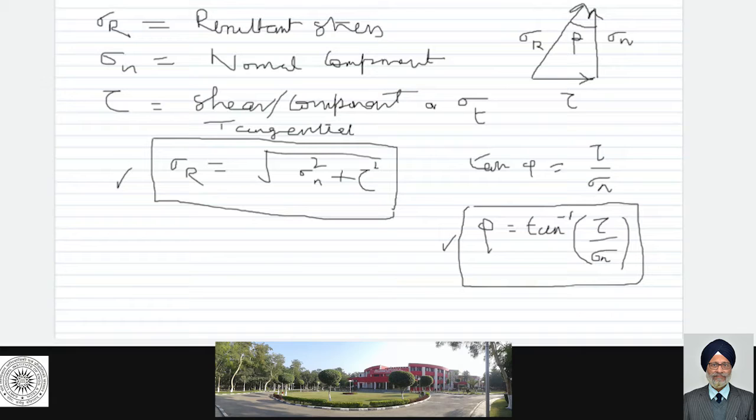Now we will define the concept of shear stress and complementary shear stress. So shear stress and complementary shear stress. What is this?